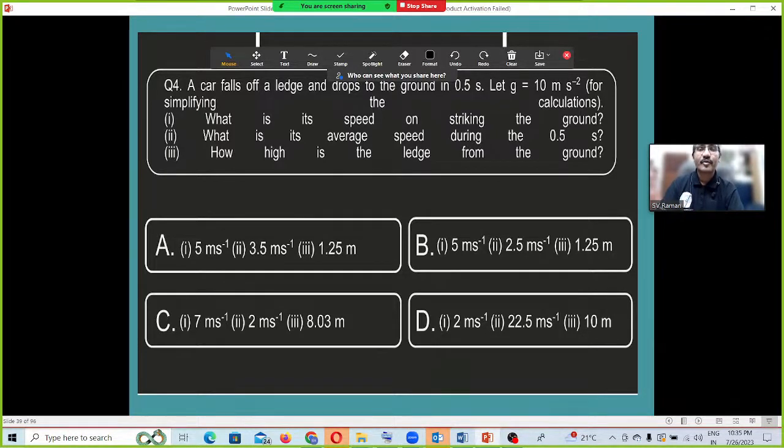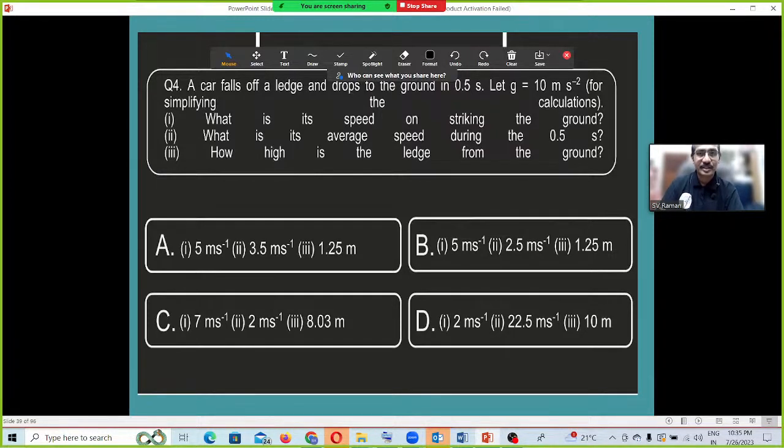Option A: 5 meters per second, 3.5 meters per second, 1.25 meters. Option B: 5 meters per second, 2.5 meters per second, 1.25 meters. Option C: 7 meters per second, 2 meters per second, 8.03 meters. Option D: 2 meters per second, 22.5 meters per second, 10 meters. So here, what you noticed is that all must be in the same units.